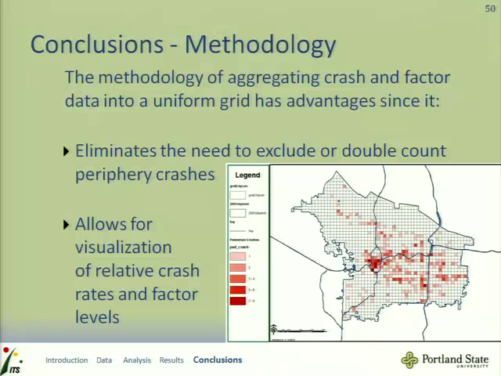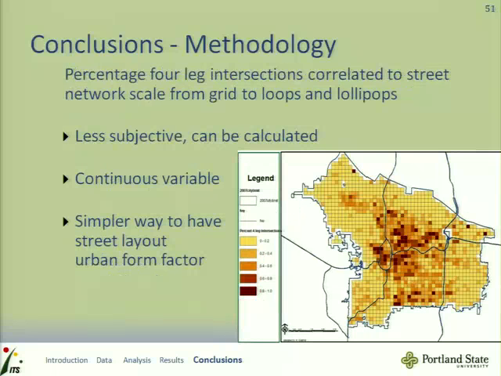So, in conclusion, the methodology I used of aggregating the crash data into a uniform grid has some advantages because it eliminates the need to exclude or double count periphery crashes. You can include all crashes with equal weight and do your study without having to worry about that issue. It also allows some visualization of the relative crash factors and the factor levels so that you can see how things are spatially laid out in your area.